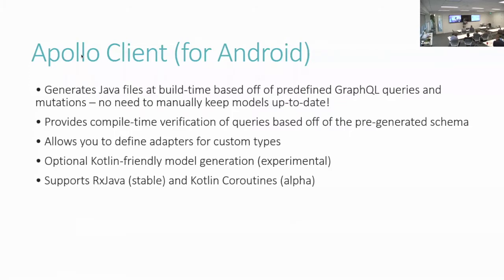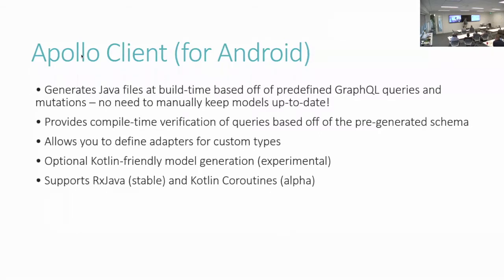Honestly, Apollo client went stable just like a month ago, and for the longest time it was alpha, and it just skipped beta and everything, and went straight to stable. And the experimental feature was added a couple weeks before it went to stable. So the Kotlin model generation is already in the stable version of the Apollo client library, but it's just an experimental feature, versus coroutines, where the library is still marked as alpha.